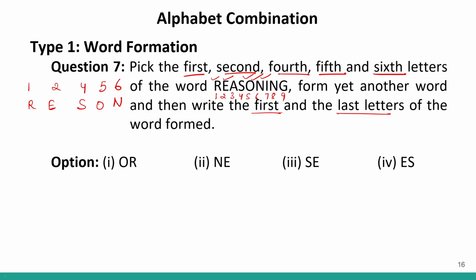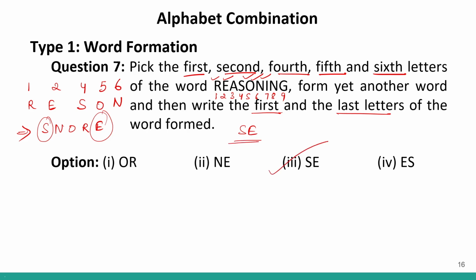So if I look at this arrangement, the meaningful word can be S-N-O-R-E. The meaningful word can be snore, right? Now we have to find the first and the last letter. So the first letter is S, last letter is E. So if I put them together, we will get S and E, which is given in option number 3.